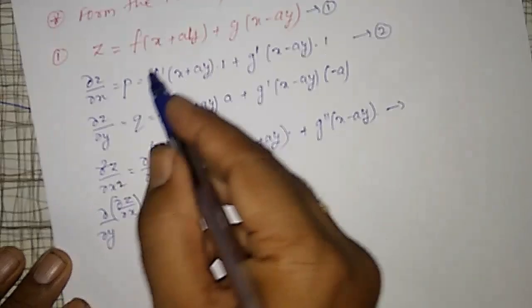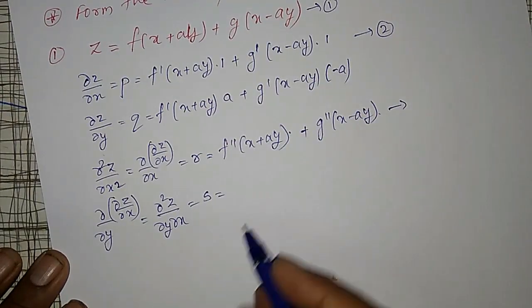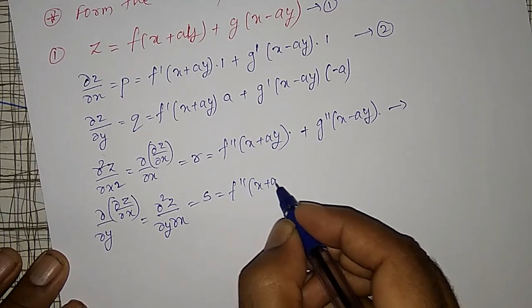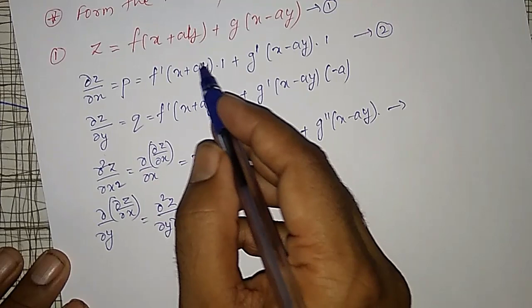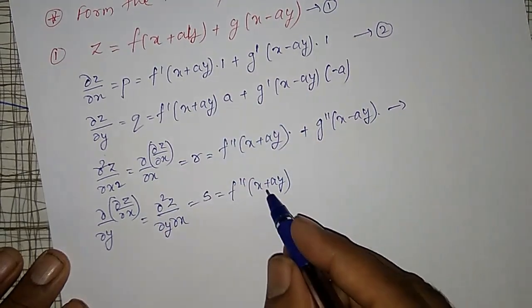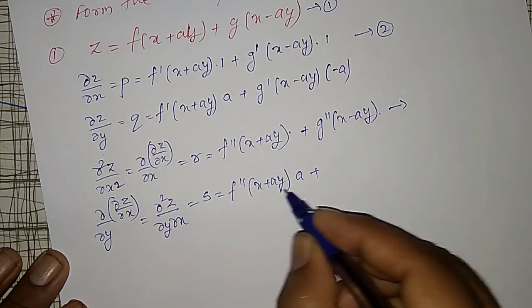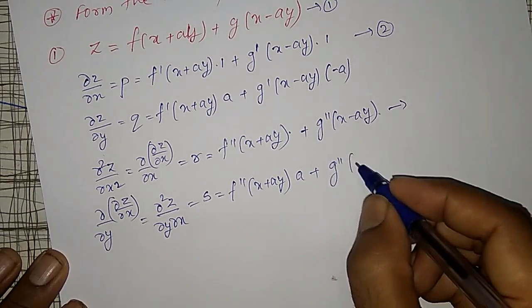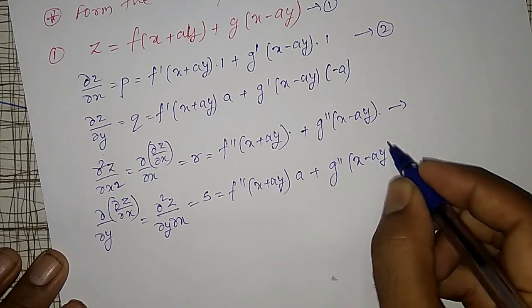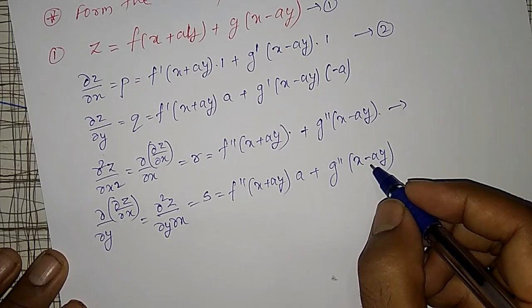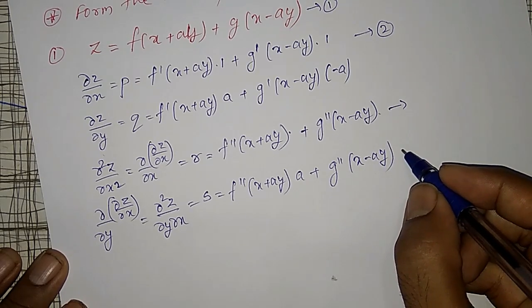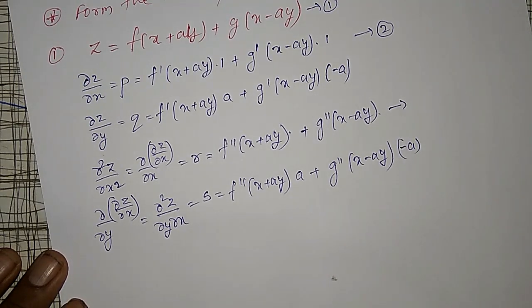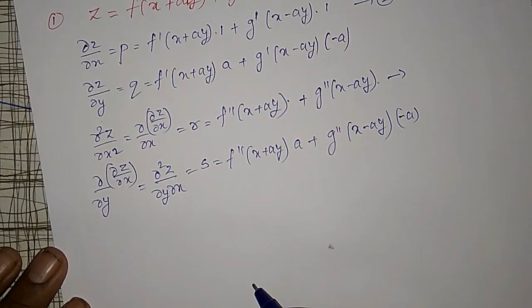Therefore this one I have to differentiate partially with respect to y, that is f dash will become f double dash of x plus ay. Differentiating with respect to y, x is 0, and ay differentiation is a. Like that, g double dash of x minus ay into the partial differential of x minus ay with respect to y will become minus a.